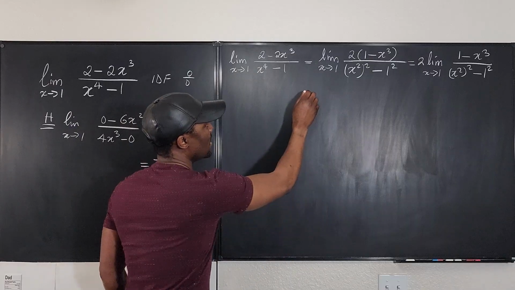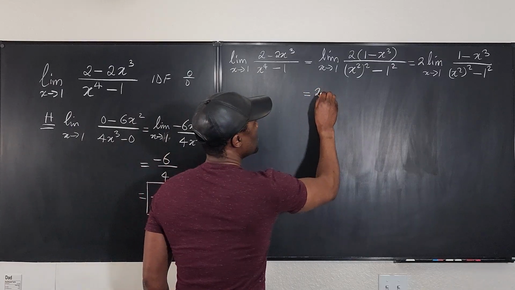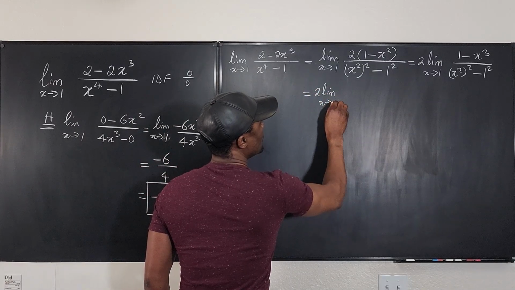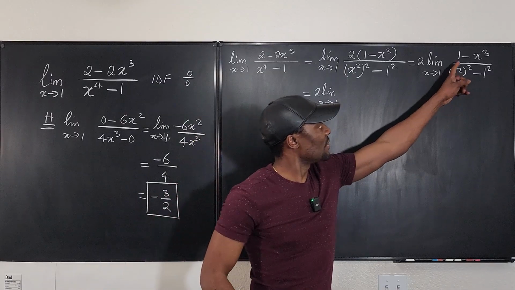Okay, now let's go here. This is the same thing as 2 times the limit as x goes to 1. Now let's factor this.